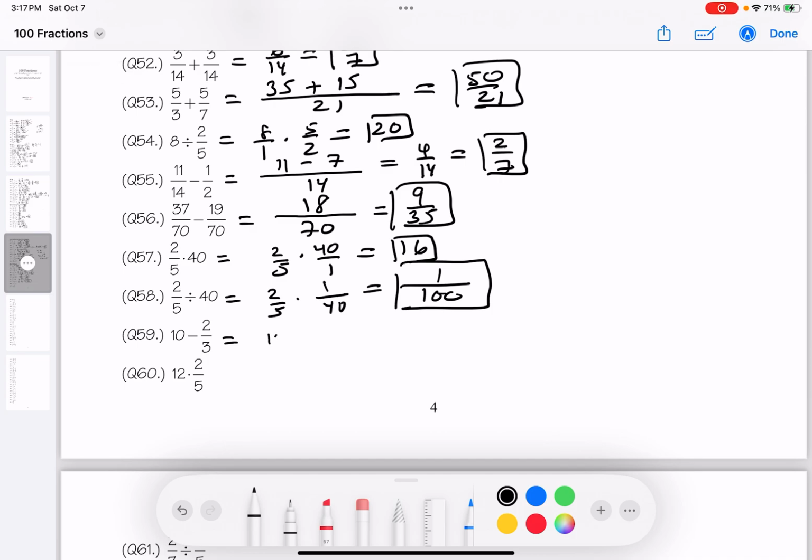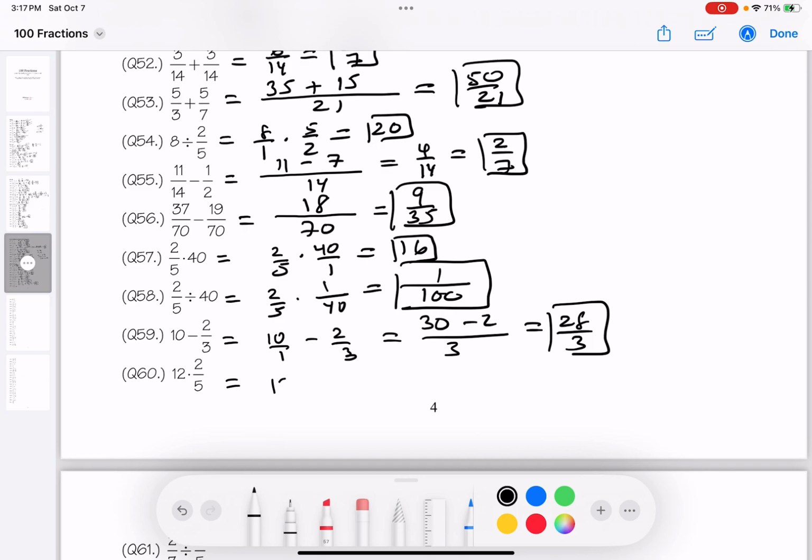So the next one, it's a subtraction problem. I'm going to write it as 10 over 1 minus 2/3. Common denominator is a 3, so I get 30, because 3 times 1 is 3, and 3 times 10 is 30, minus 2, which is 28/3. Again, it's an improper fraction, but we're going to leave it that way.